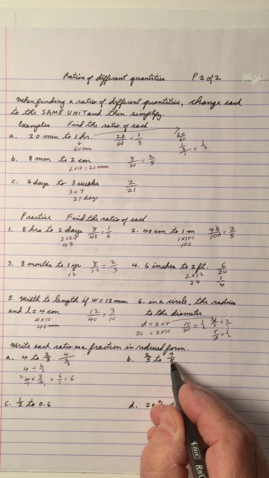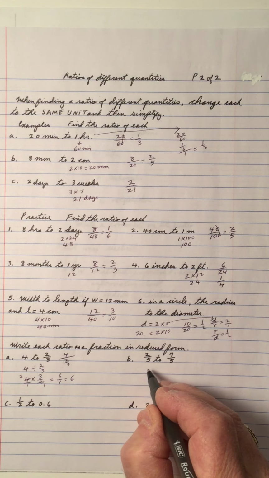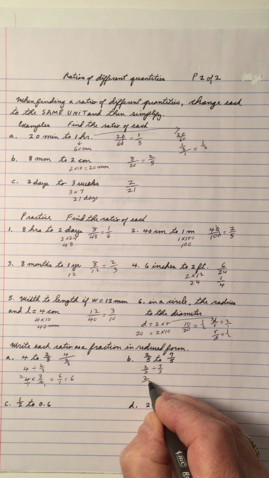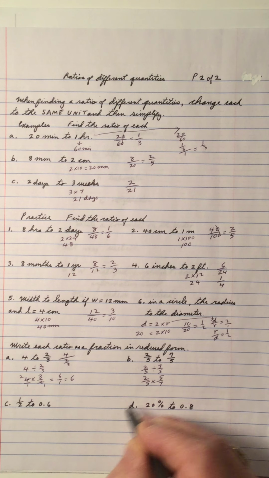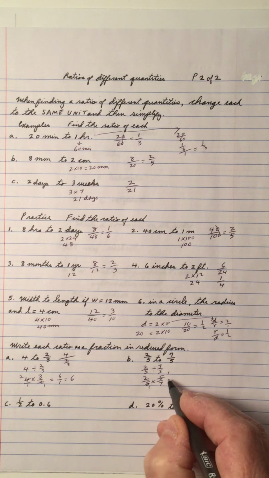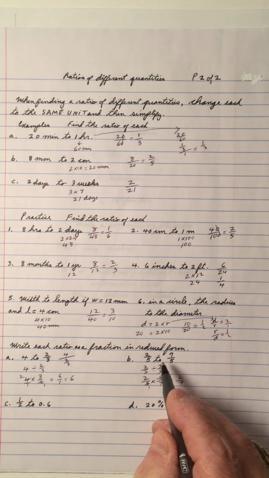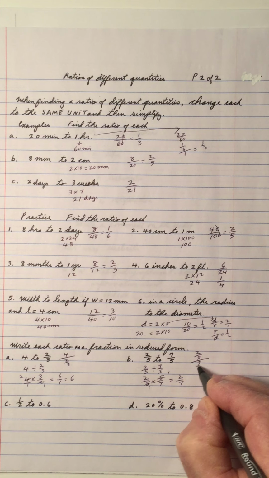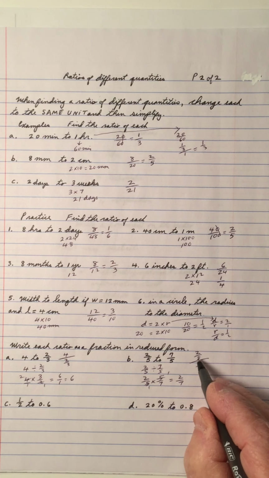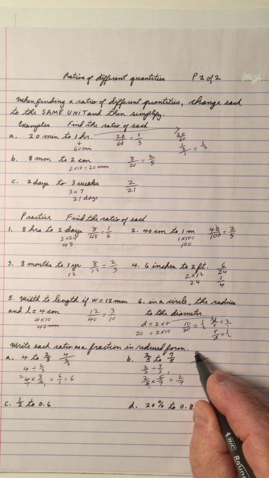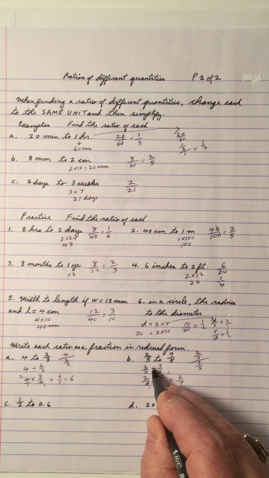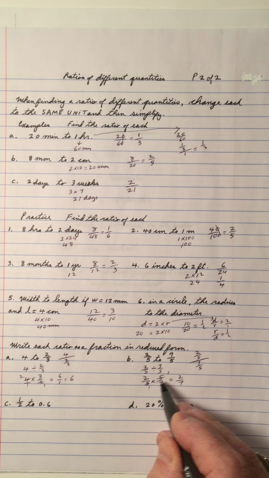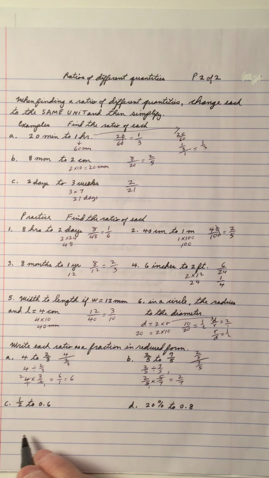B, 2/5 to 7 over 5. Again, you can go 2/5 divided by 7 over 5. So that's 2/5 times 5 over 7. And you can cancel your 5s, and you get 2 over 7. So a ratio, you could have written down as 2/5 to 7 over 5 as an a over b. But notice this is a division. So this fraction here is the same as this one, because this line is a division.